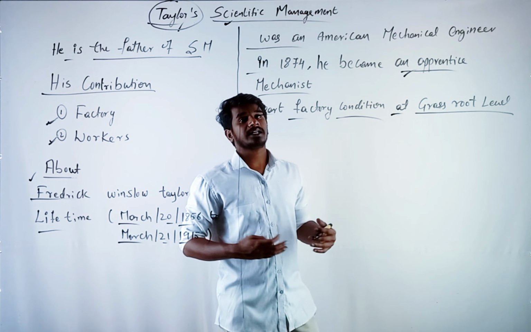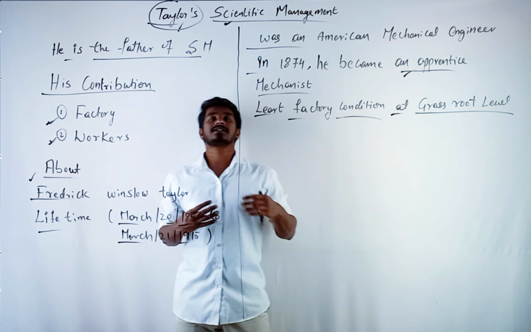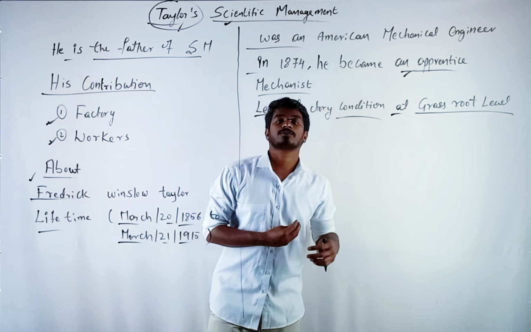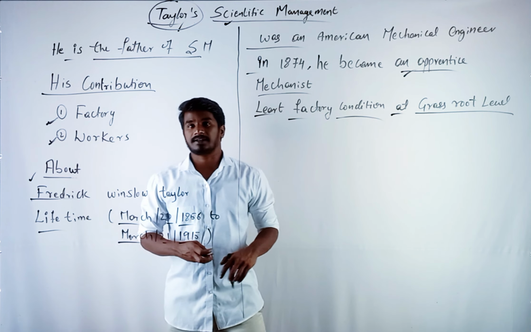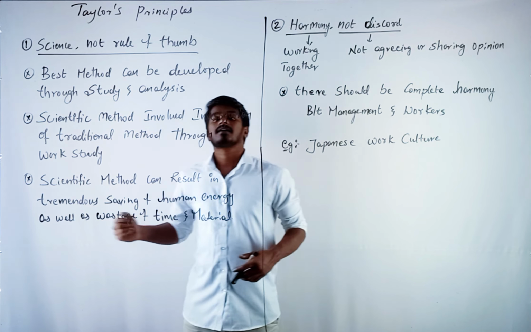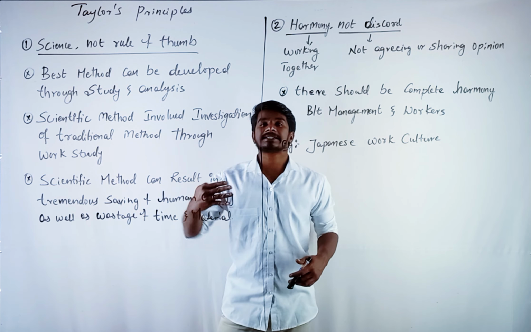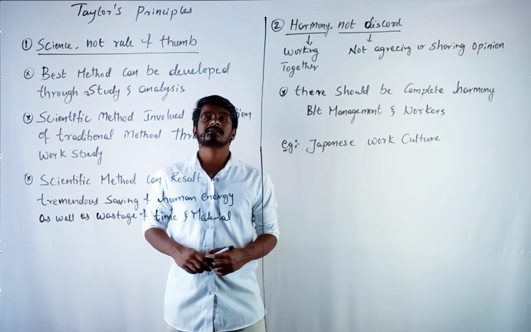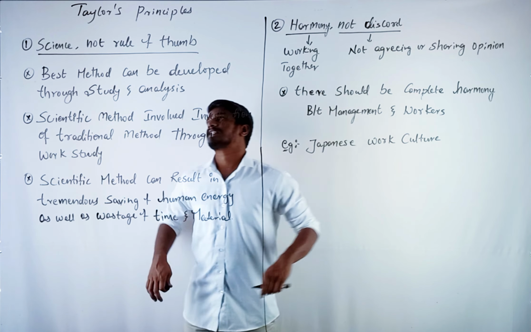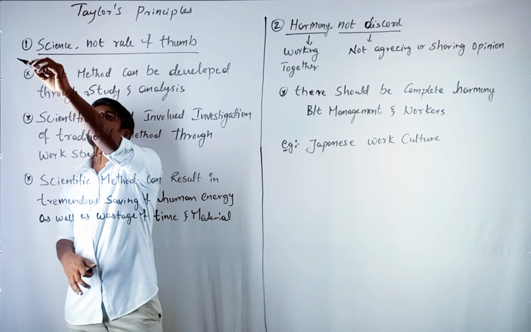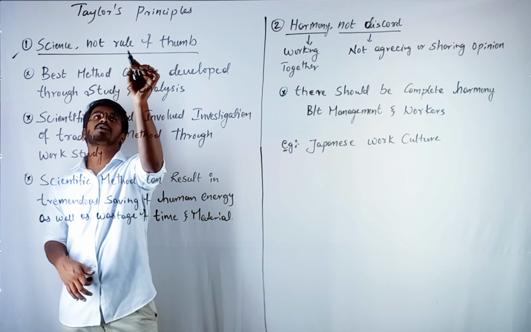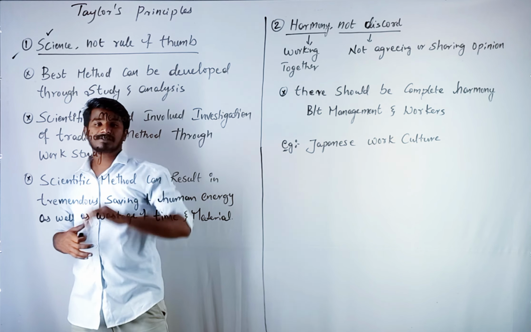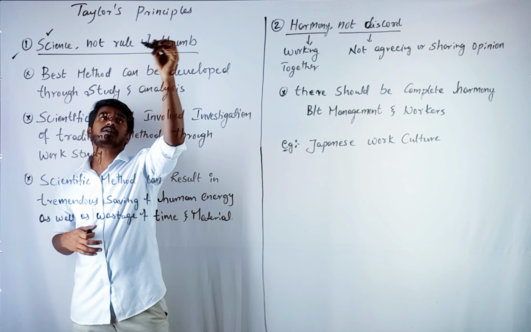So Taylor gave some major principles. What are those principles? Let us see. Taylor gave four major principles. Let us see the first principle. The first principle is science, not rule of thumb. Here we should know what is science and what is rule of thumb.